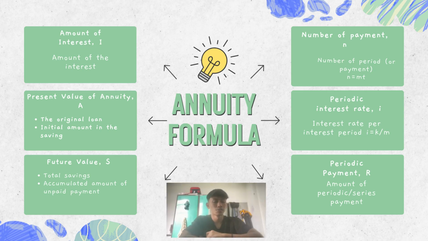We have small capital N, which means number of payment, number of period in bracket or payment. The equation for N is N equal to M multiplied by T. The other one we have small i, which is periodic interest rate. Interest rate per interest period, i equal to K divided by M. And for the last one, annuity formula is R. R here means periodic payment.